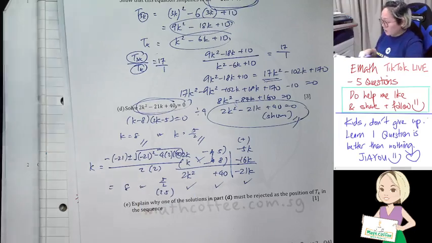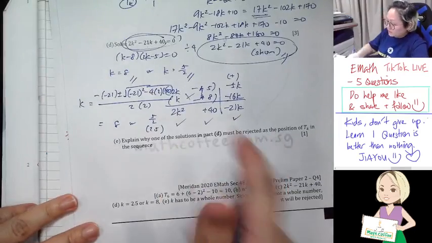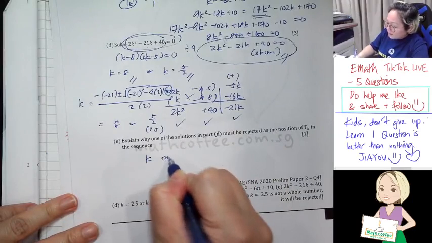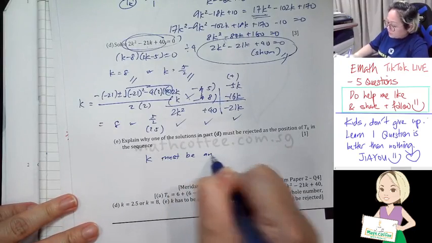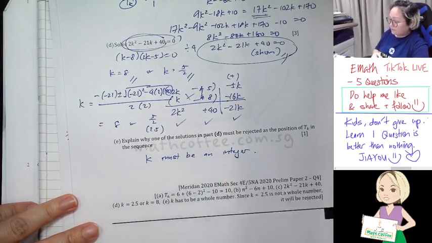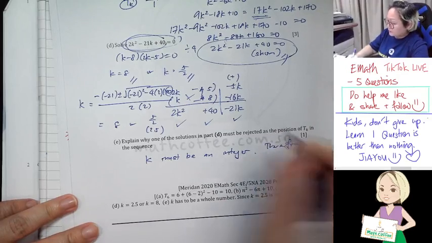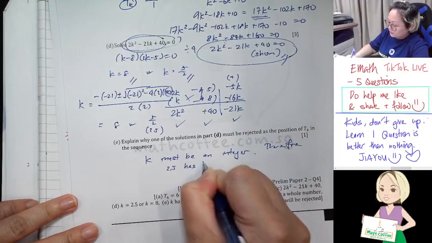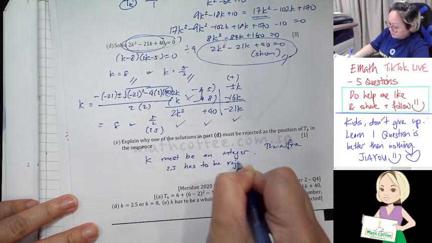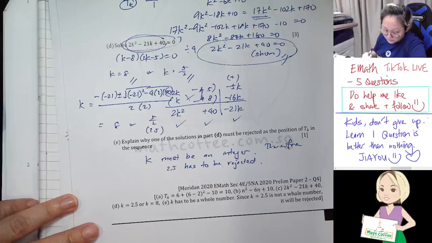Okay, explain why solution. So you will just say that k must be an integer. Therefore, 2.5 has to be rejected. Can? Okay, so this is for this part. Next question.